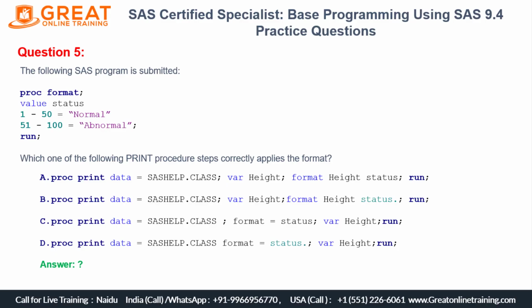In this question 5, we are just trying to create a format. Let's say we have a PROC FORMAT, VALUE status. That means status is the format we are creating. In that, 1 to 50, we are calling it normal. Let's consider 1 to 50 kgs of weight. The persons with 1 to 50 kgs of weight, we are considering as normal. If the person is 51 to 100 kgs, then we are calling it abnormal.